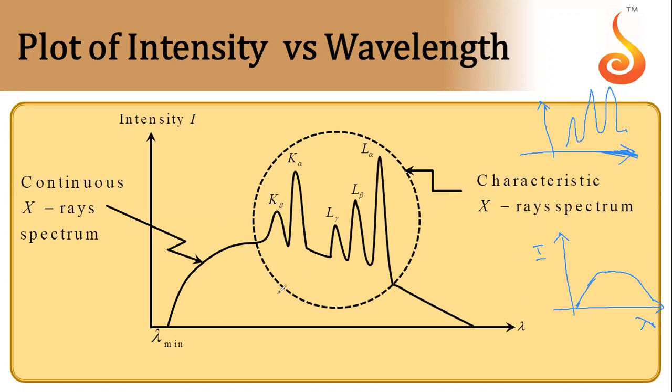Then if we combine these two, because both types of X-rays keep getting produced simultaneously, eventually the curve comes like this. Okay. So this is K beta, K alpha, L gamma, L beta, L alpha. Now we need to find which one of these has higher energy.